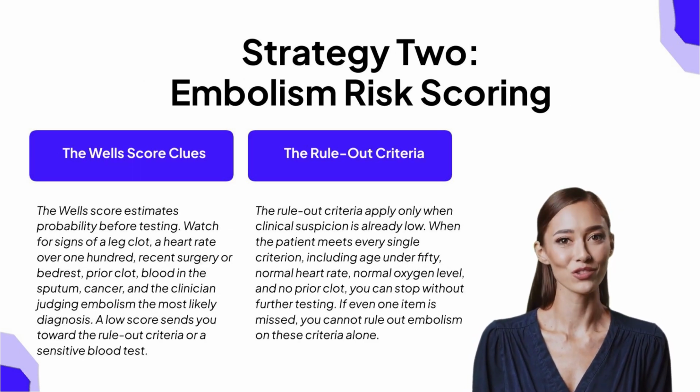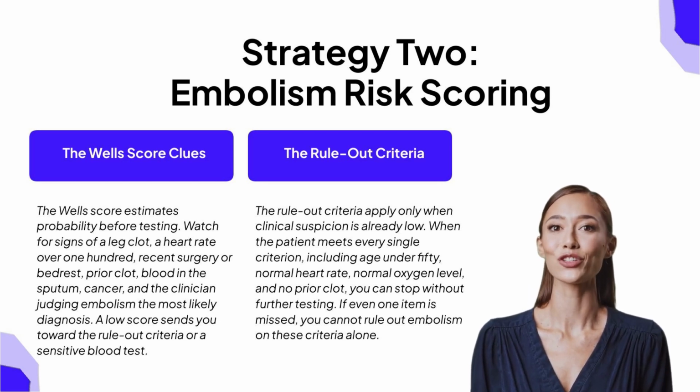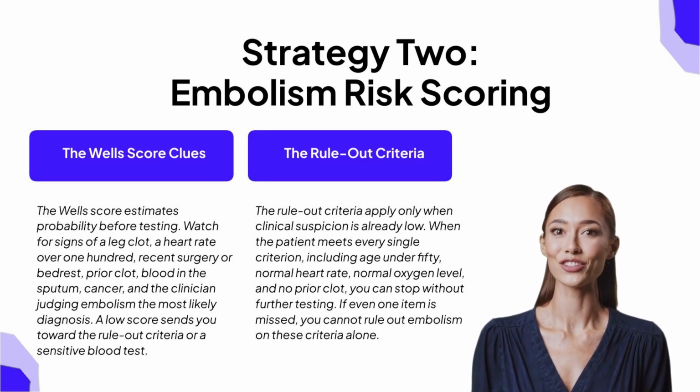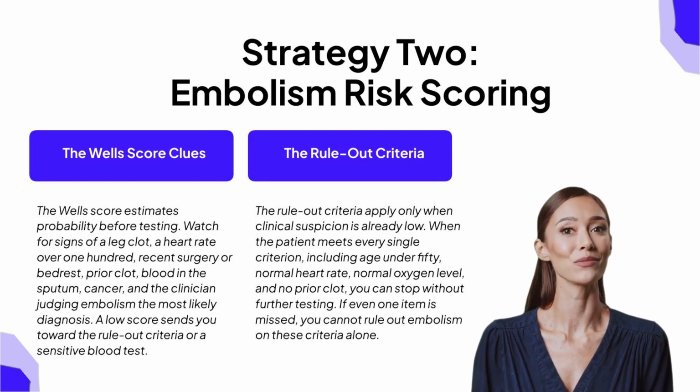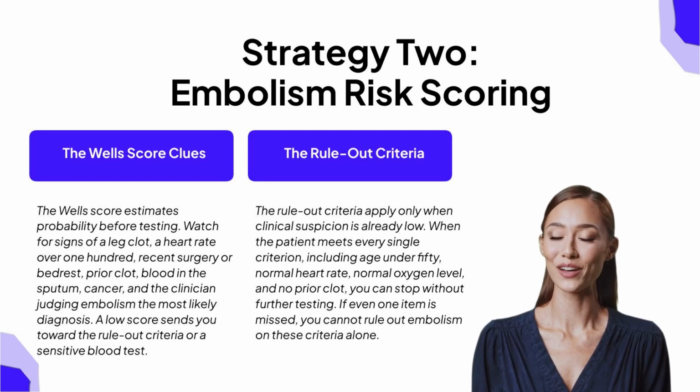Strategy 2 is pulmonary embolism risk stratification, and the boards test this through two tools. The first is the Wells score, which estimates your probability before any testing. Watch the stem for signs of a leg clot, a heart rate over 100, recent surgery or bed rest, a prior clot, blood in the sputum, cancer, and the clinician judging embolism the most likely diagnosis.